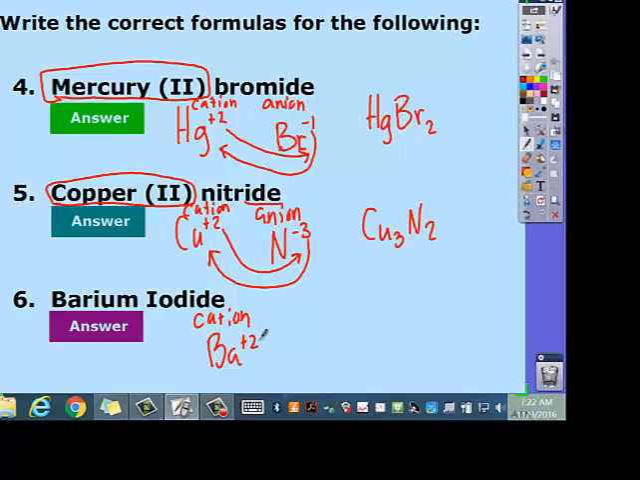That has a +2 charge. My anion is going to be iodide, -1. Cross my charges. And that's going to be BaI2. Okay. Let's move on.